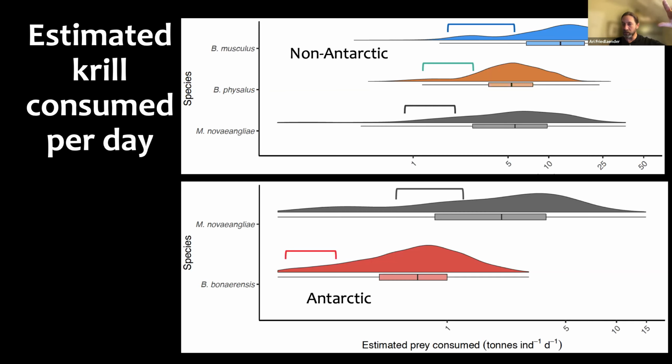The top three are non-Antarctic animals. These are the North Pacific: you have blue whales, fin whales, and humpback whales. And then at the bottom are two Antarctic species, humpback whales and minke whales. And the little brackets on top are what the previous estimates of daily consumption rate were for each of those species in the literature, based not on any behavioral data, not on any prey metrics, but simply based on physiological constraints and what percentage of the body weight you estimate that the animal is likely to eat per day. And again, these were very wrong, and very wrong in an important way.